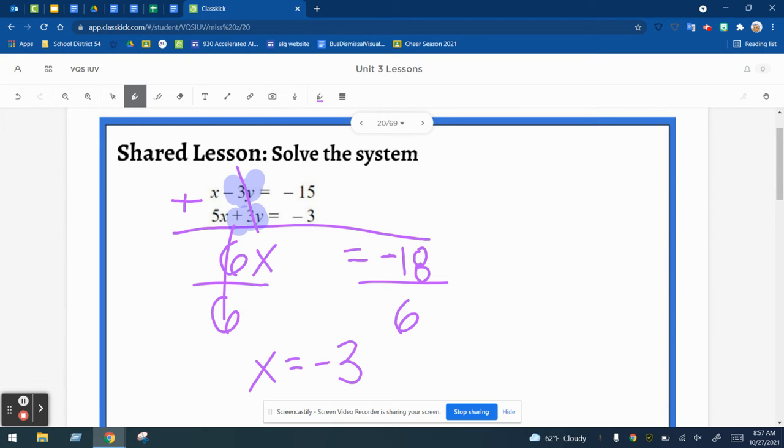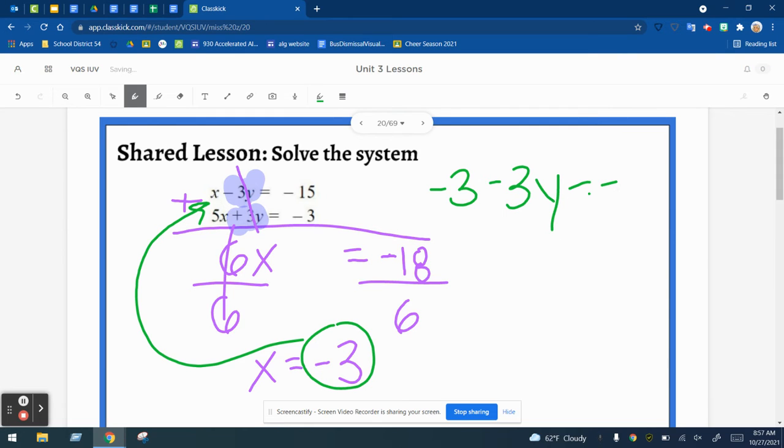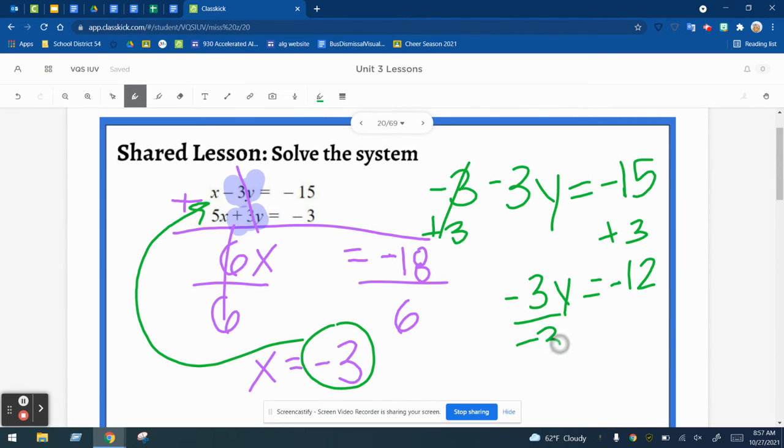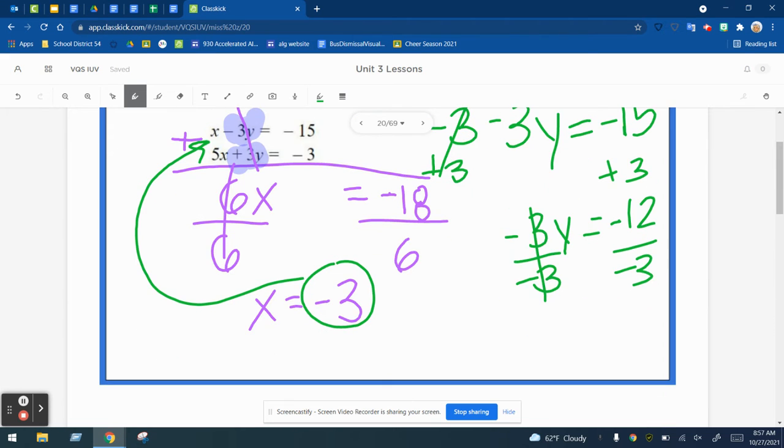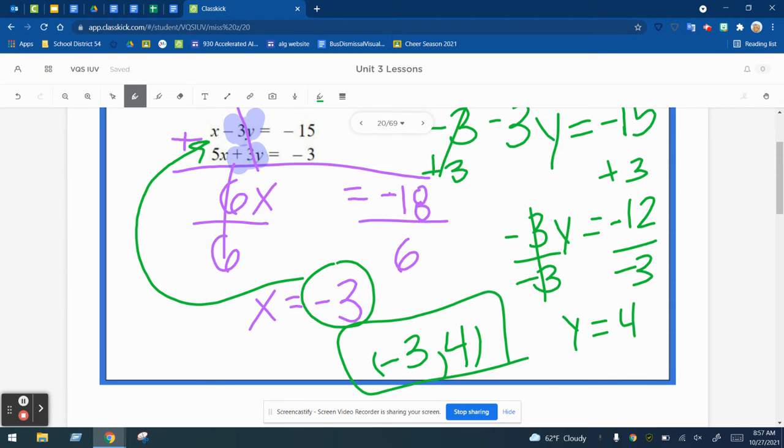From there, I take my x, I put it back in. Let's put it in our original equation. Negative 3 can go in right there. We have negative 3 minus 3y equals negative 15. We can add the 3. Negative 3y equals negative 12. Divide by negative 3. y equals 4. Our answer is negative 3, 4. So using elimination makes this process much quicker.